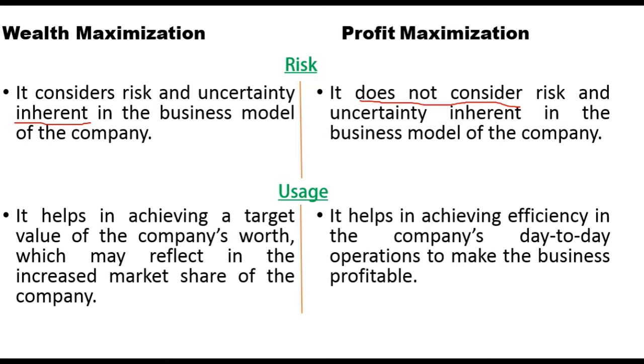All right. So moving to the last part, that's usage. Now, wealth maximization helps in achieving a target value of company's worth. Like, I want my company to be, say, a 100 crore company or a 1,000 crore company. That's the target that I have set. And this target can be achieved only when the price of my shares increases in the market, which may reflect in the increased market share. That's exactly what we were discussing. But profit maximization helps in achieving efficiency of company's day-to-day operations, as profit maximization basically focuses on operational efficiency. Least cost, maximum price, maximum profit. That's how profit maximization works, right?